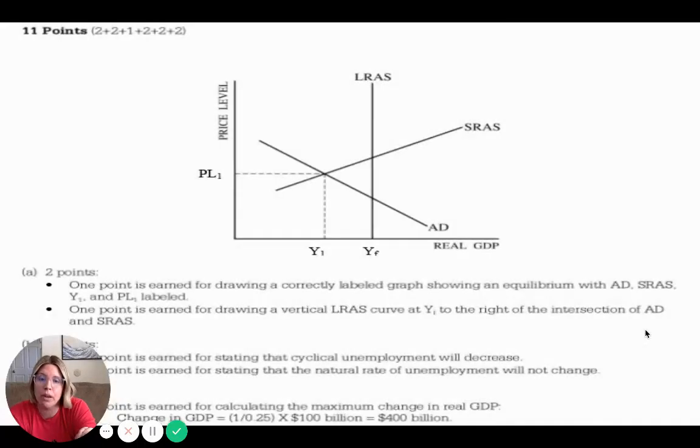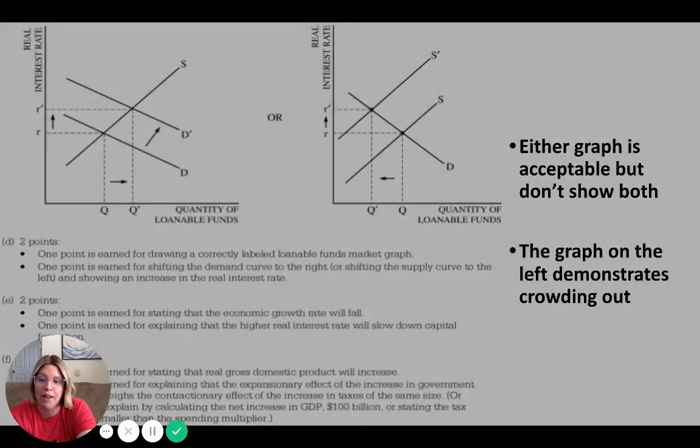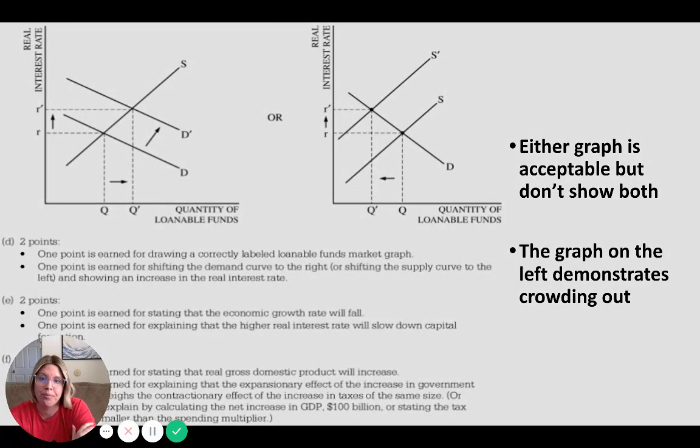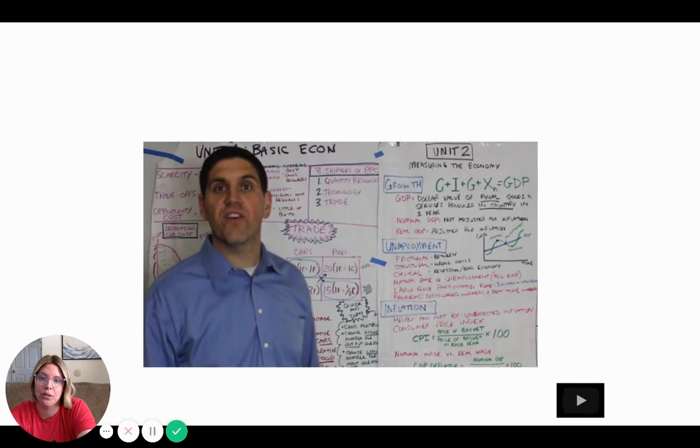And I have another one from 2014. Again, it includes basically all the units. So this is not just exclusive to Unit 5, but it's really good practice. And I've also got those answers included as well.